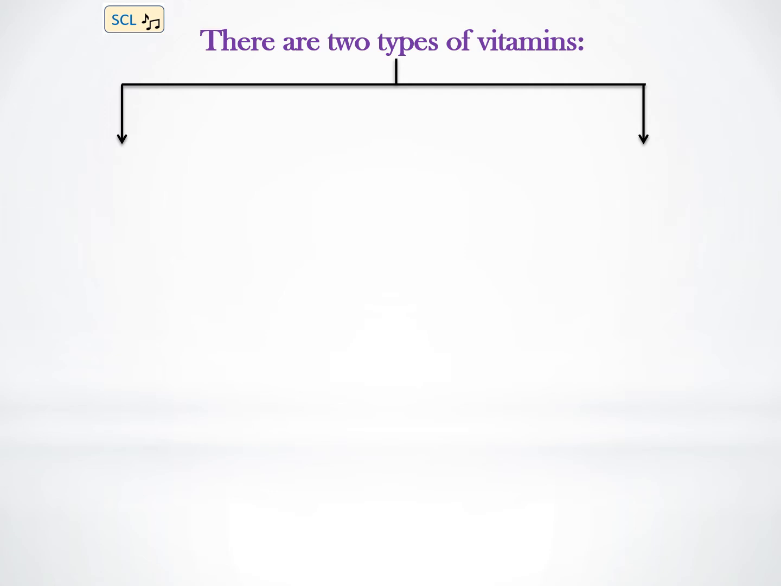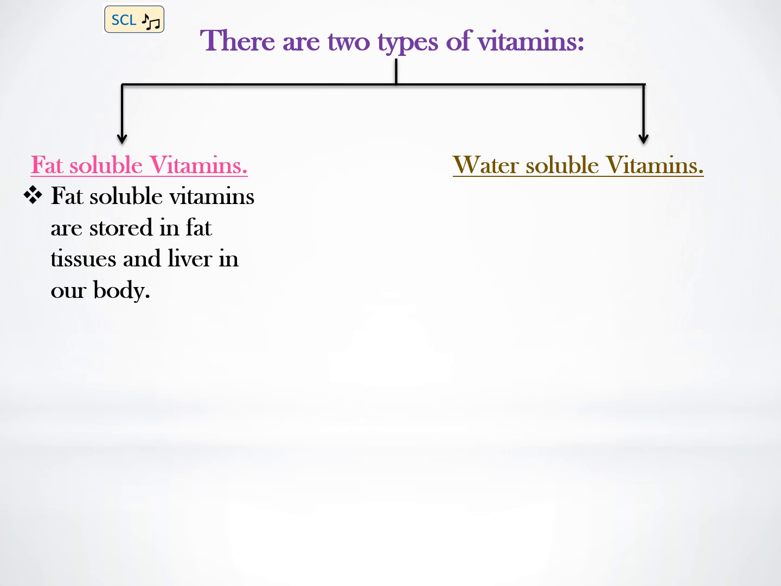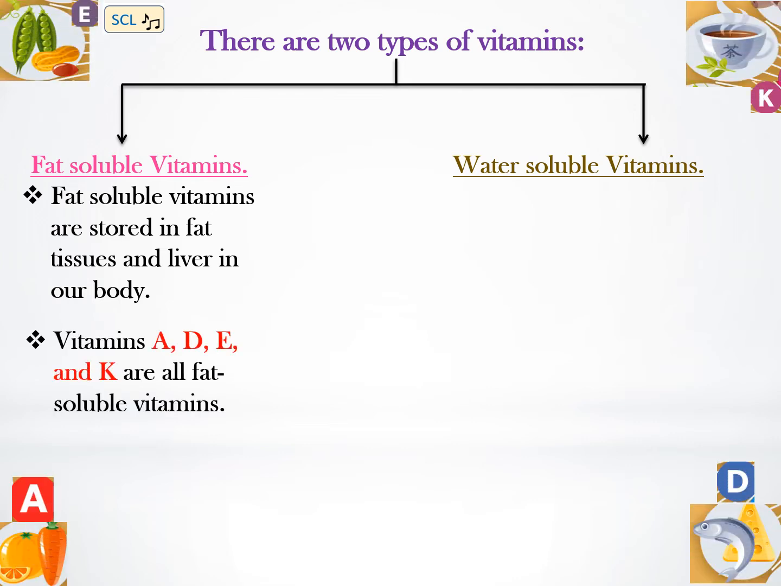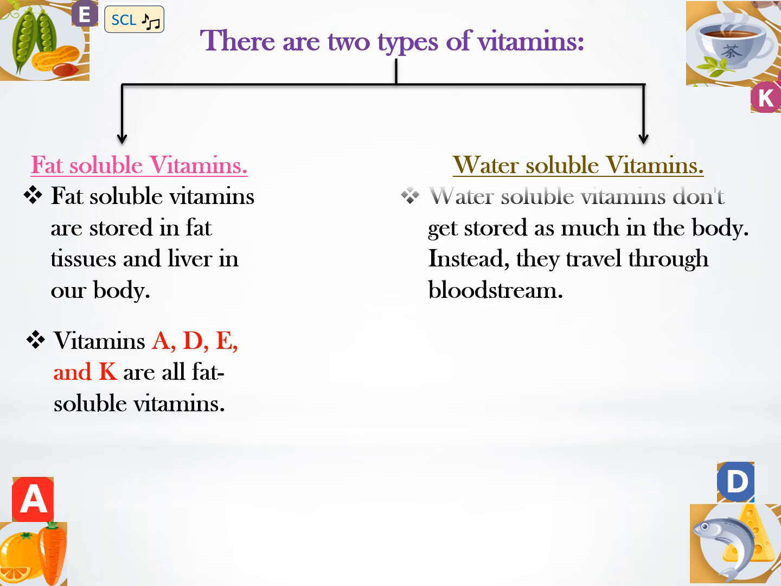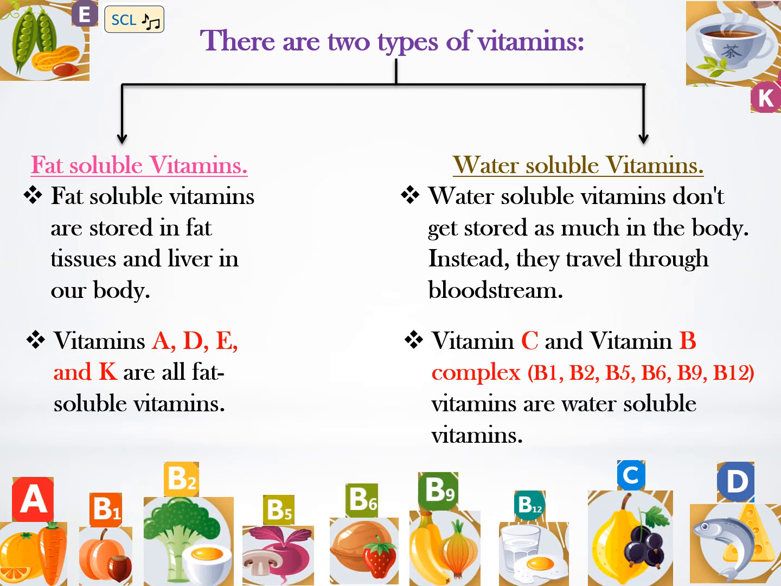Vitamins are of two types, fat soluble and water soluble. Fat soluble vitamins are stored in fat tissues and liver in our body. They are vitamin A, D, E and K. Water-soluble vitamins don't get stored in our body. They remain in the blood. They are vitamin B and C.